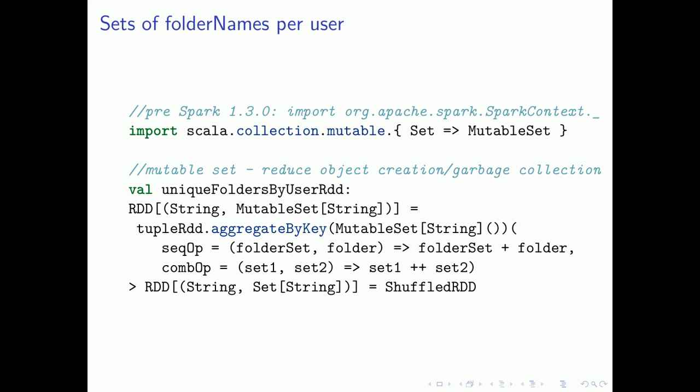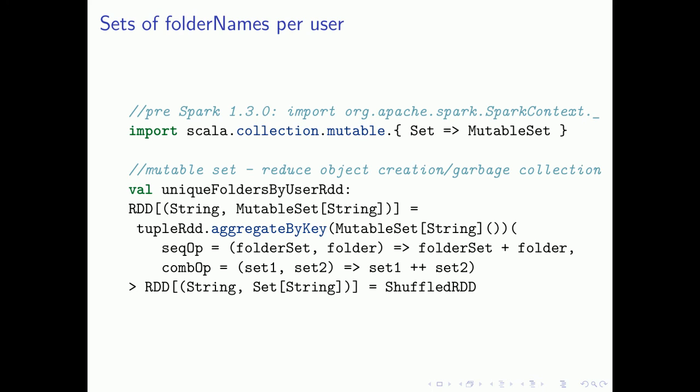So for the unique folders by key, what I'm going to do is aggregate by key. The aggregate by key method takes as its first argument a zero value, if you will. So my zero value is an empty, mutable set. And then it takes two functions: a sequence operation, which gets run in each partition, and then a combination operation, which takes the result of each partition and combines it with the results of the other partitions.